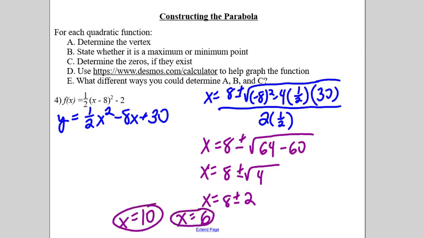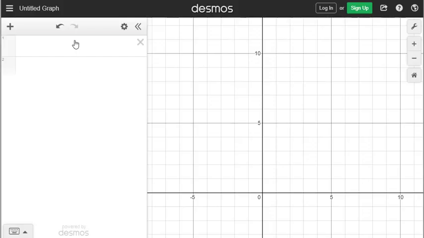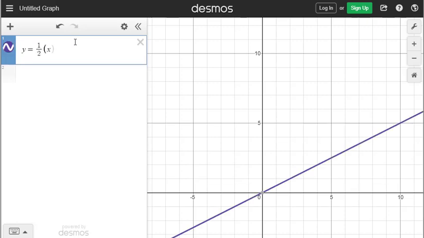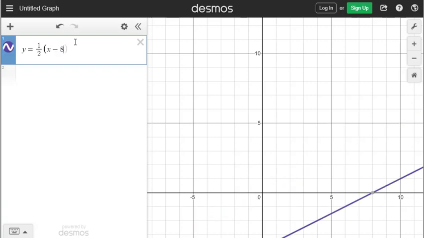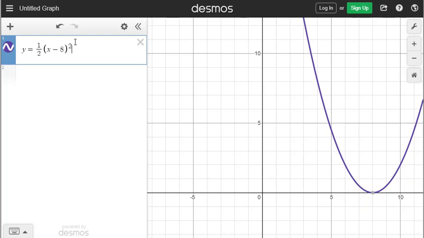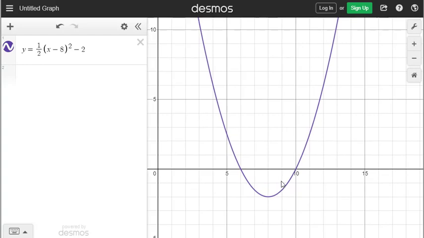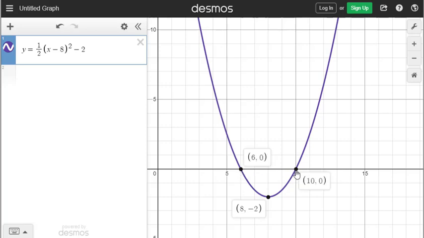So I could substitute them back in to verify this works, or I can go in and graph and verify it through the graph. And I'm going to use the original equation for my graph. So I have y equals 1/2 x minus 8. I'll close the parenthesis, use my caret key, get the squared, minus 2. And I can see here is my graph. It opens upward. My minimum value is at 8, negative 2. And then I've got 6 and 10. So graphically, I can verify what I found algebraically as well, yet again.